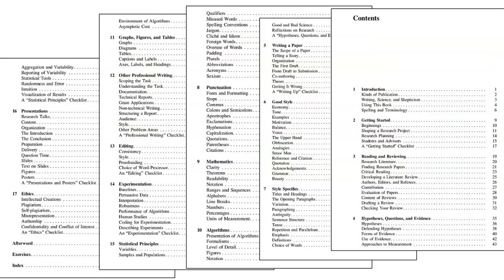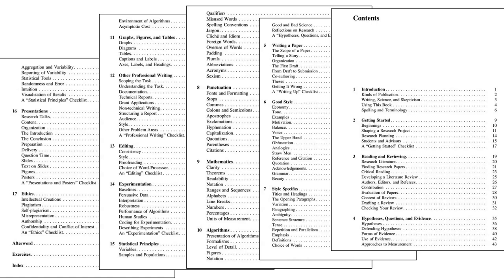There's 17 chapters. How to get started, reading and reviewing, how to use good style, writing a paper, how to use punctuation, grammar, algorithms, how to develop an idea, graphs. On the left-hand side, presentations, whether it be posters, slides, or maybe an in-class presentation. And then the last chapter is kind of ethics, intellectual creations, plagiarism. Oh, plagiarism is hugely important in university environments. Self-plagiarism, how to do it and when not to do it. Misrepresentation, and the ethics and a checklist for ethical content as well.